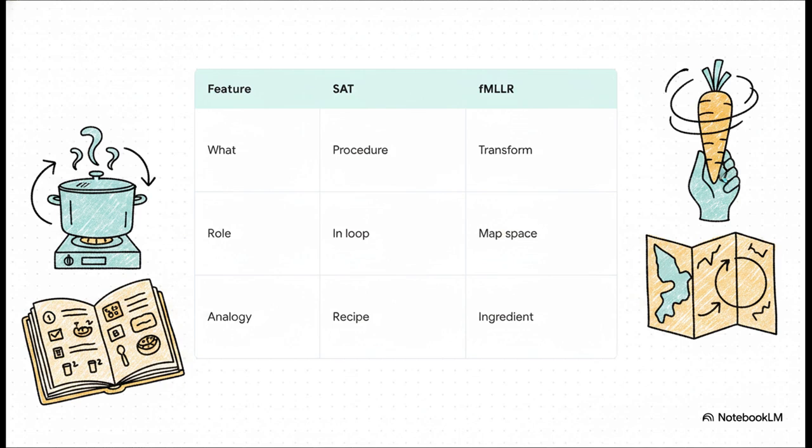SAT, speaker adaptive training, is a training procedure. It is not a transform. FMLLR, on the other hand, is the feature transform. It's kind of like cooking, right? SAT is the entire recipe. It's the step-by-step method you're following in the kitchen. FMLLR is just one specific ingredient that your recipe calls for. So the role of SAT is to use that FMLLR ingredient inside an iterative training loop. And the role of FMLLR itself is just to map a particular speaker's voice into a normalized canonical space. Don't ever mix those two up.